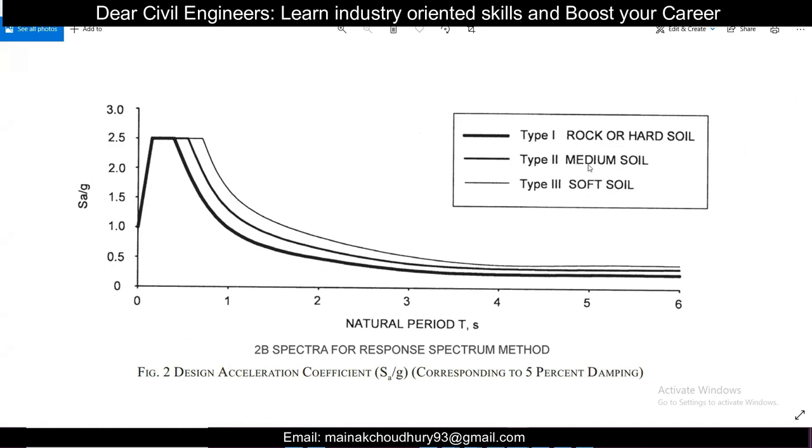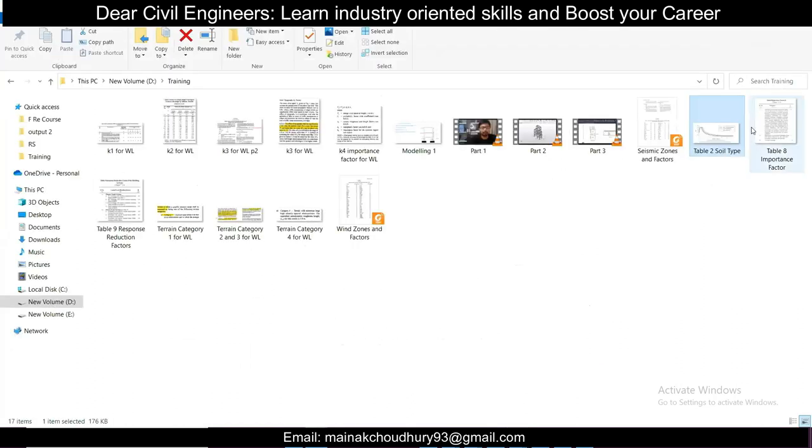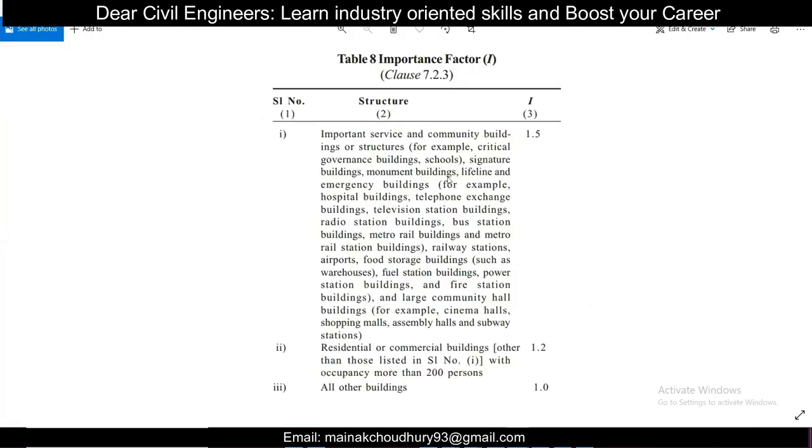This type 2 is more commonly used, rock or hard soil and soft soil. The description you will find below table number 2. And in table number 8, you will find the importance factor. Earlier there were 2 importance factors. Now another one is added in the new code.